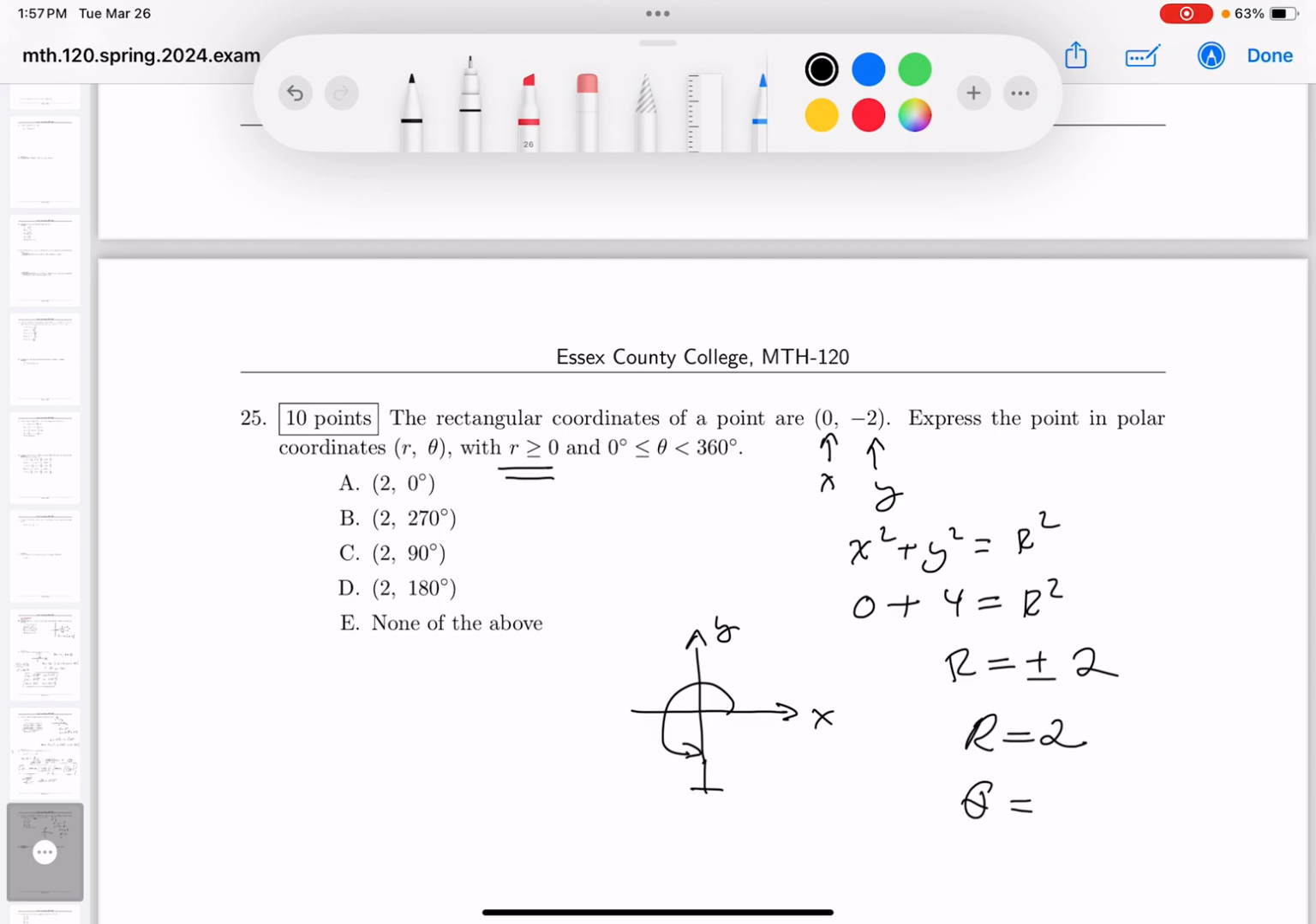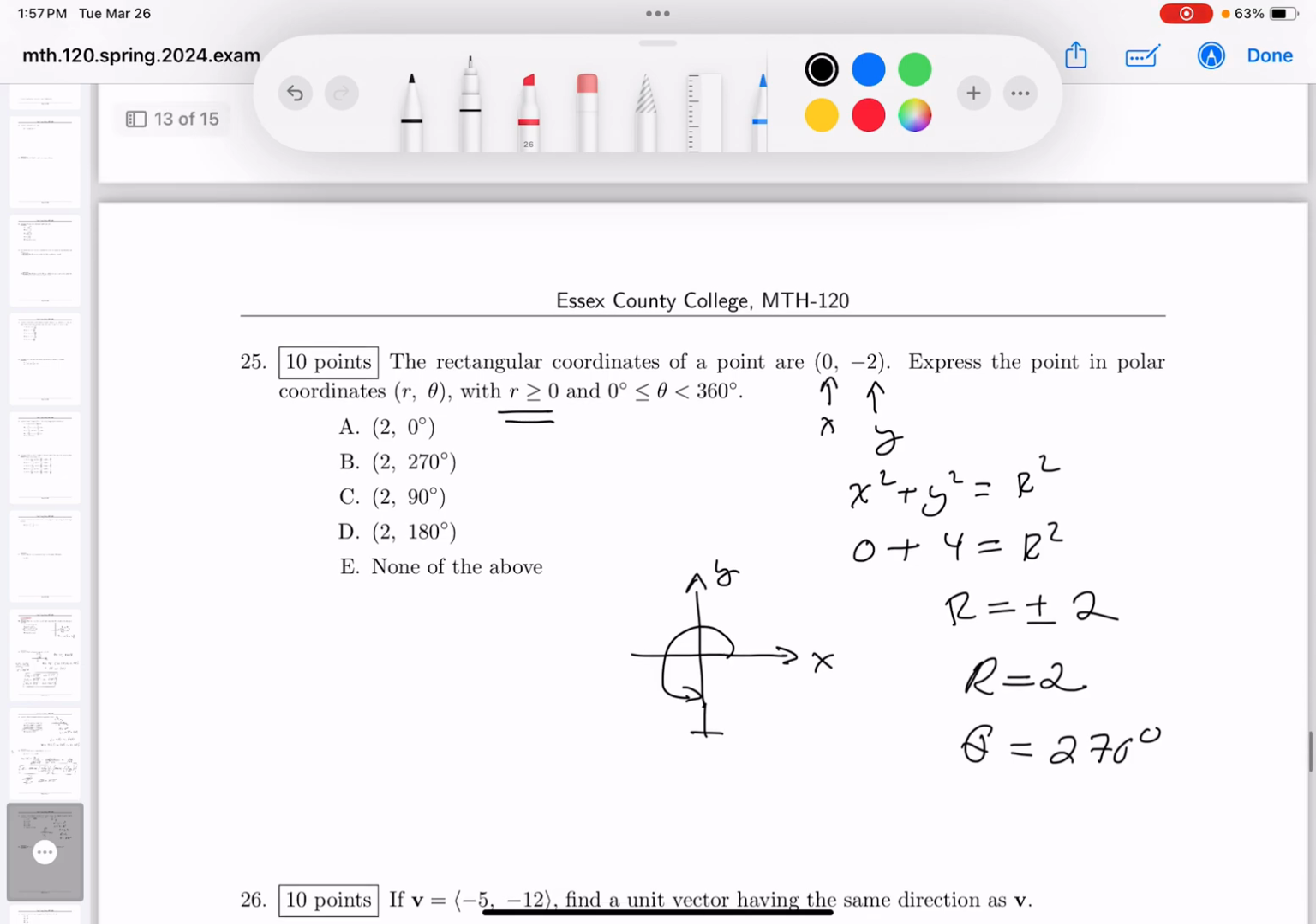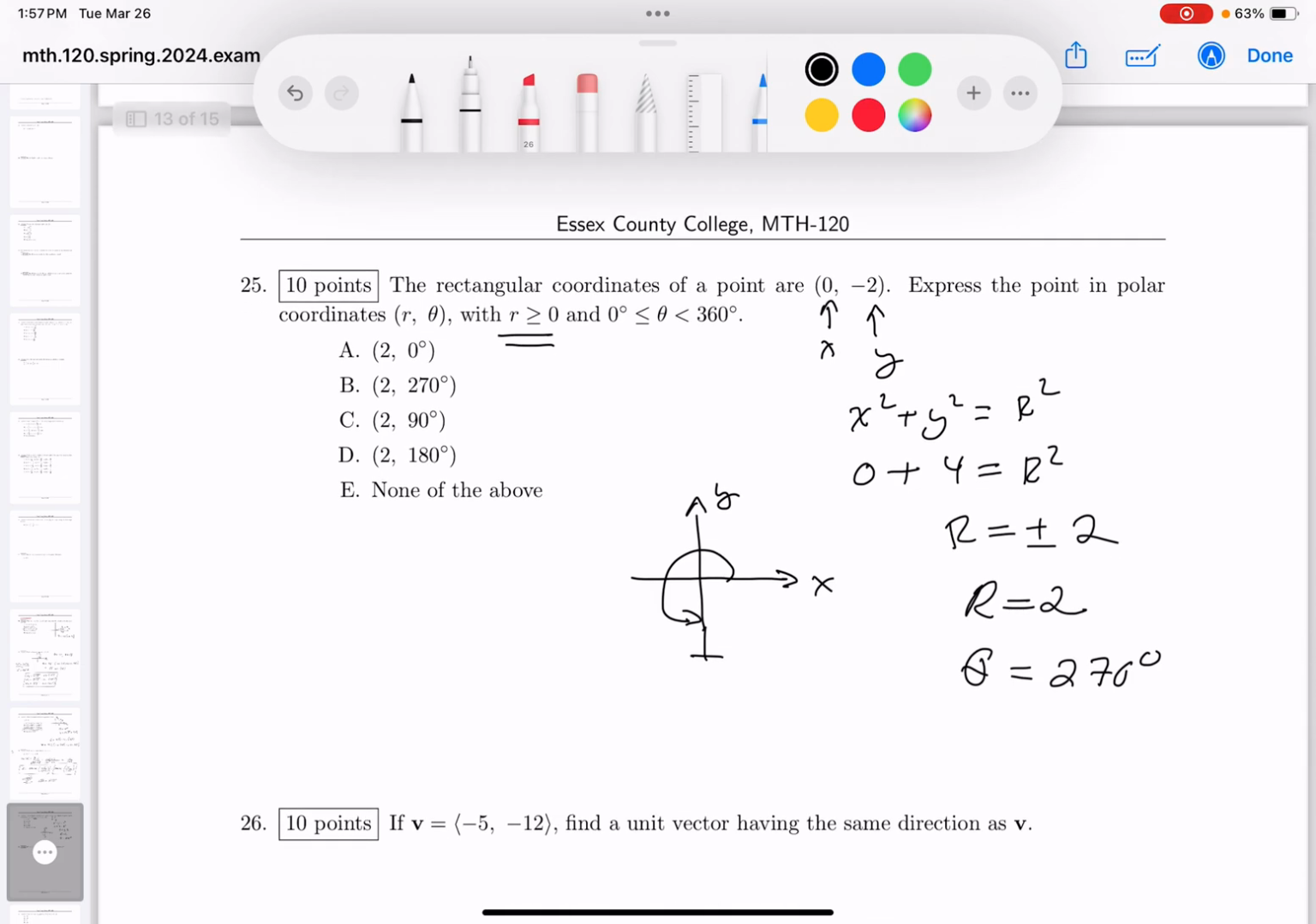Well, the theta is going to be 270 degrees. How do we report the polar form? r, theta. So it's 2, 270 degrees. If you were using radians, it's 2, and this would be 3 pi over 2.